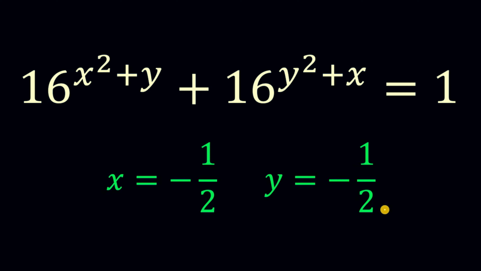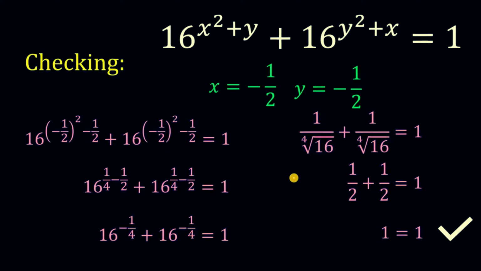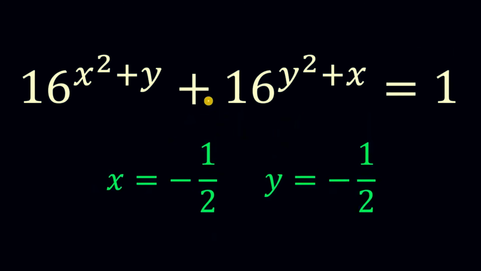But before we end this video, of course, let's check our answer. So here's the checking. First, replace x and y with negative 1 over 2, and then simplify, and here are the steps. At the end, we have 1 over 2 plus 1 over 2, and this leads to 1 equals 1. Therefore, given this equation, 16 raised to the power of x squared plus y, plus 16 raised to the power of y squared plus x, equals 1, we get x equals negative 1 over 2, and y equals negative 1 over 2 also. And as always, we are done.